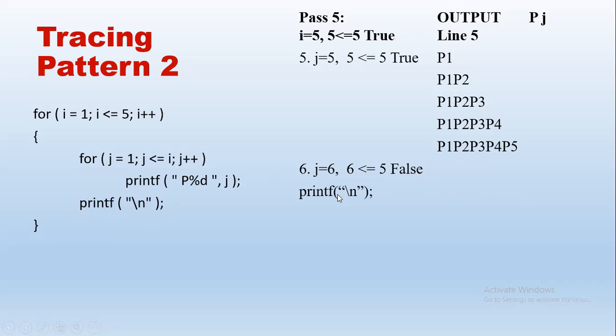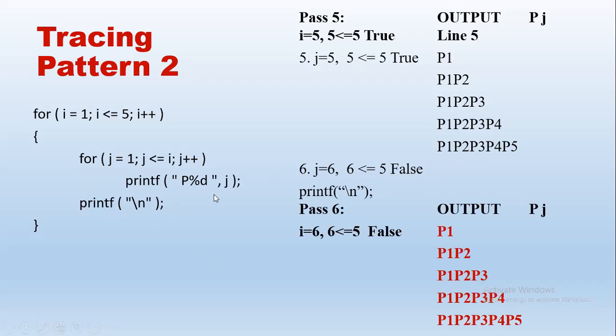Now what happens? Even though we have the pattern, we have to check until the outer loop completes, right? Now i was 5, it gets incremented to 6. That is pass 6. What happens in pass 6? 6 less than equal to 5. The condition is false and the control comes out of the outer loop. And we have the required pattern. Okay, right? So let us see the program execution.